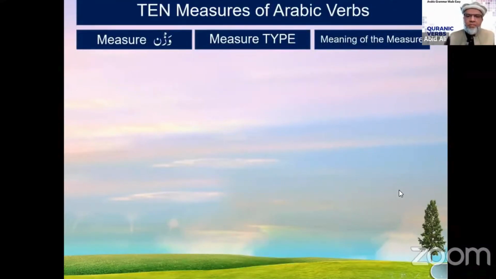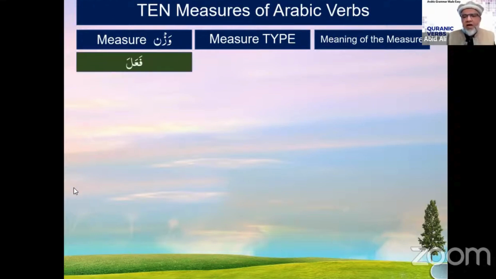So now the big question: what are the 10 measures of Arabic verbs? What are the patterns? There are 10 patterns of Arabic verbs, and the measure in Arabic is known as the wazan. If you are looking at an Arabic book, they will say the wazan is this, or you can call it a pattern, or I call it a family. You can call it a group, you can call it a category. And so the first one is fa'ala.